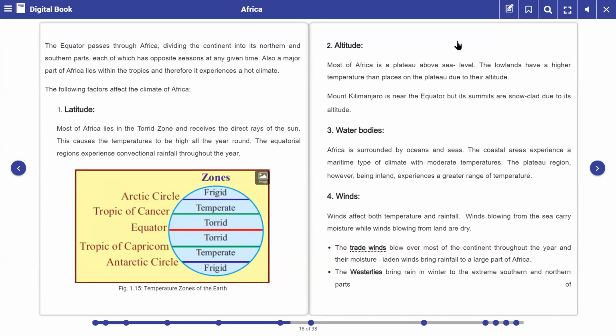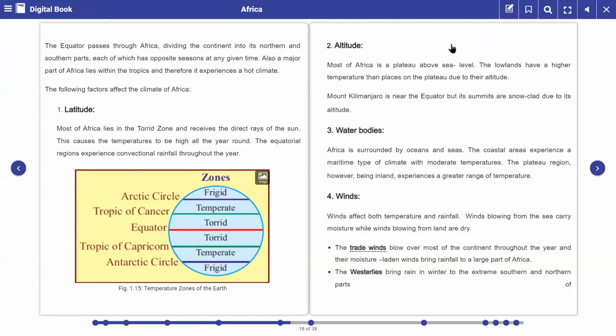Altitude, now let's understand what is altitude. Most of Africa is a plateau above sea level. Please make a note of it. Most of Africa is having what? A plateau region that is above the sea level, and the lowlands have a higher temperature than places on the plateau due to their altitude.